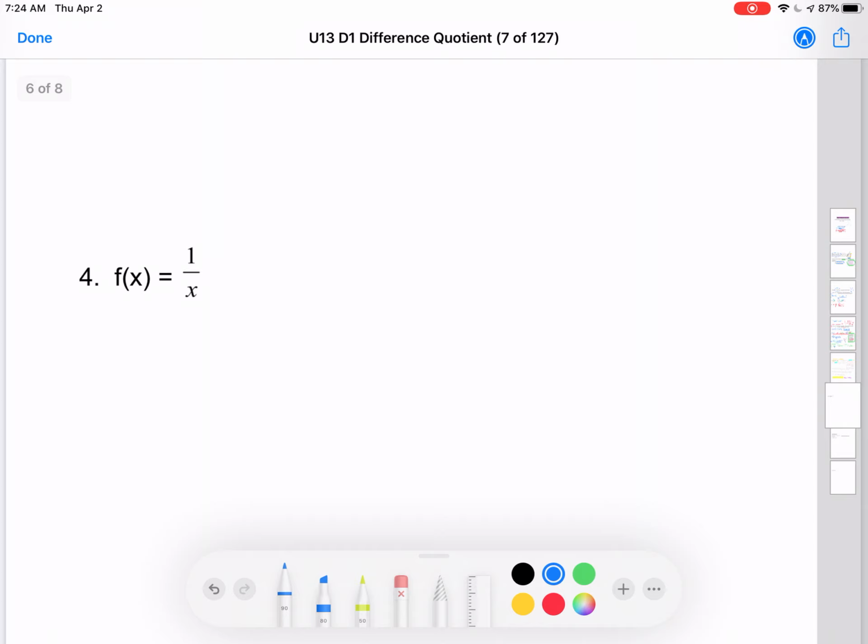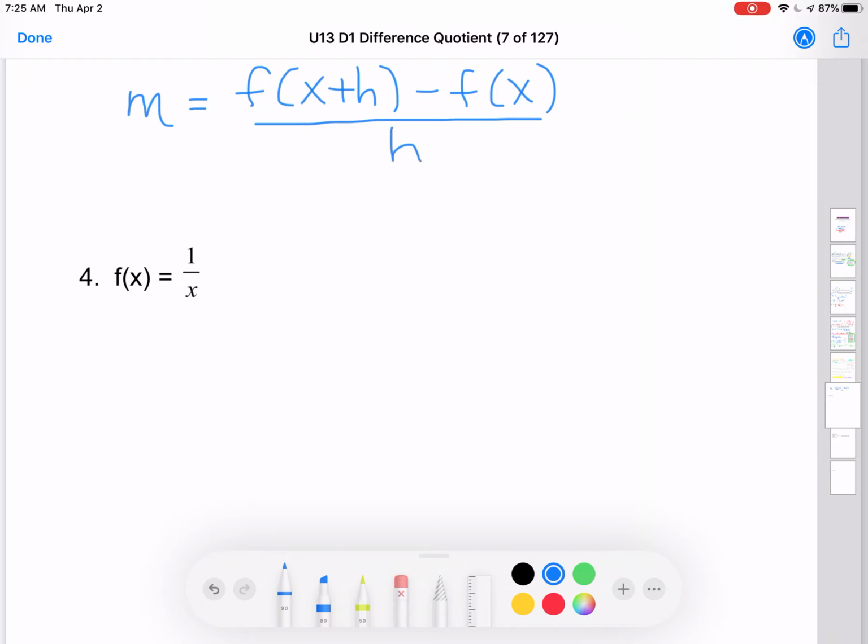Okay, so we'll write down the formula again. The difference quotient, which is going to give us the slope machine, which will give us the slope of the tangent line at any given point. Okay, that's what this is all about. And we've never done that before. We've only done slope when we have 2 points. So this is allowing us to find what's called the instantaneous rate of change. But we'll get into that in the next few days.